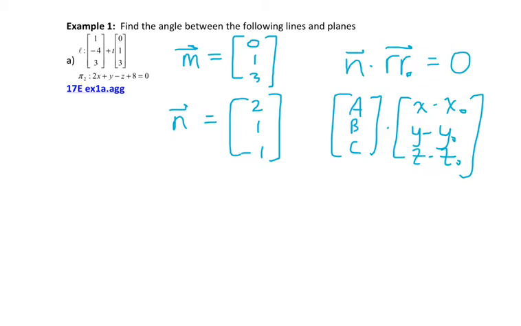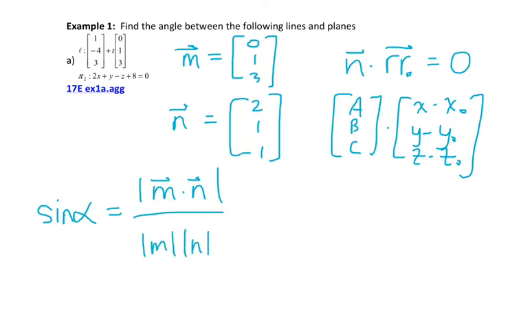So I'm going to look at them first and see that they're not multiples of each other, so we're not talking parallel, and I'm going to find the sine of the angle between the line and the plane, not the angle between the normal and the plane. The angle between the normal and the plane is with the dot product. So that's going to be absolute value of m dot n divided by length m times length n. And I'm going to pause this and figure it out, leave you to figure it out also, and come back and check.